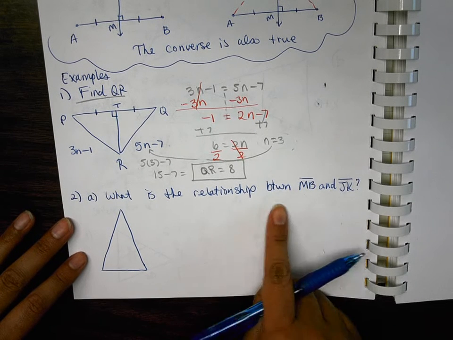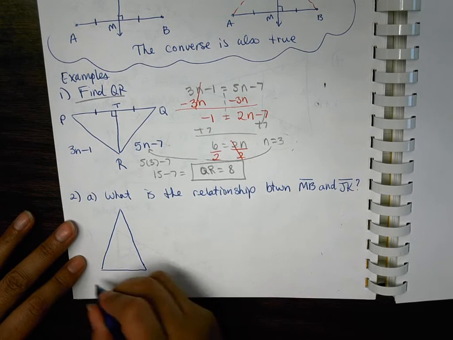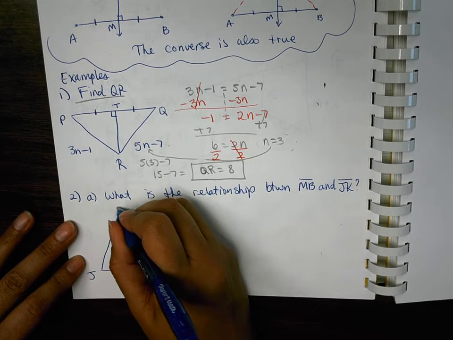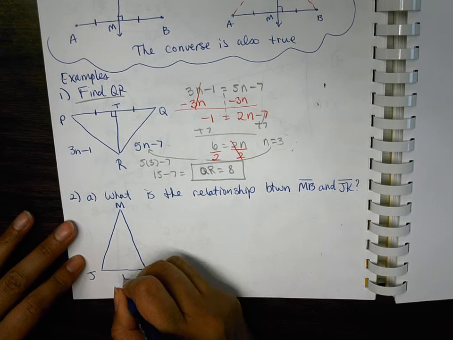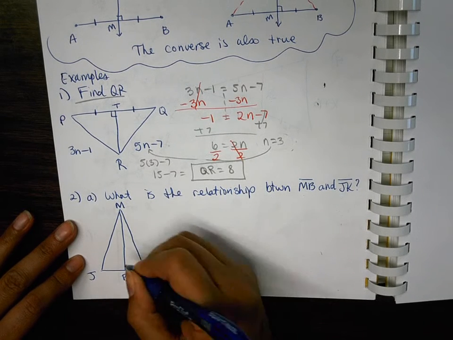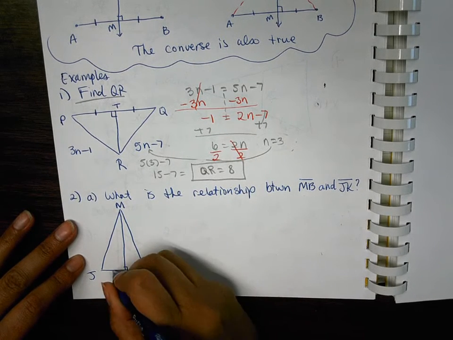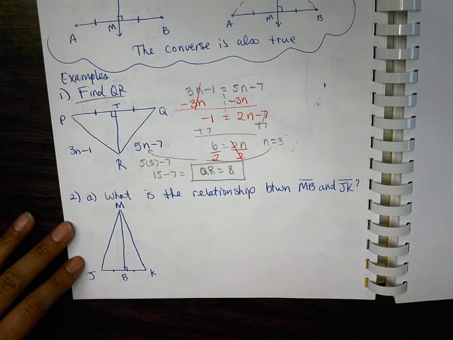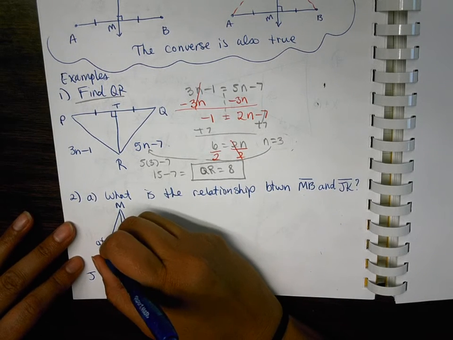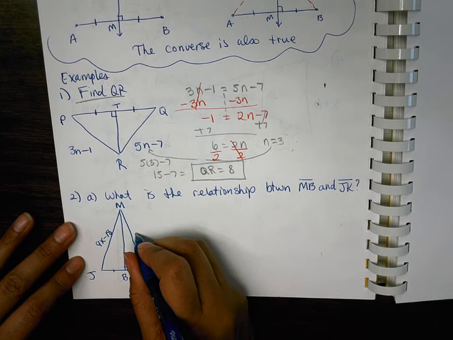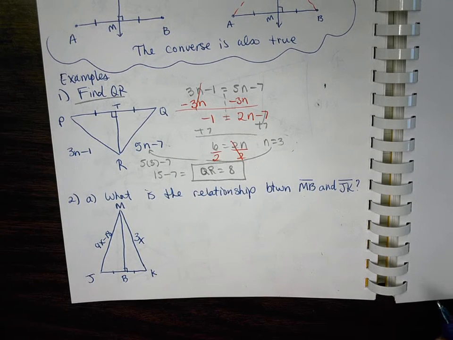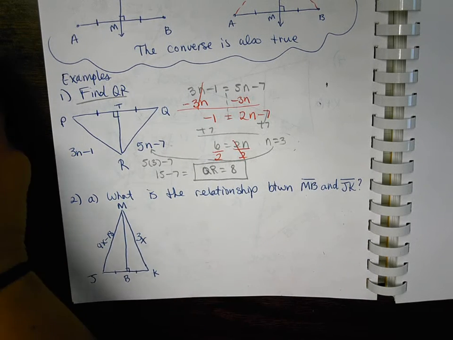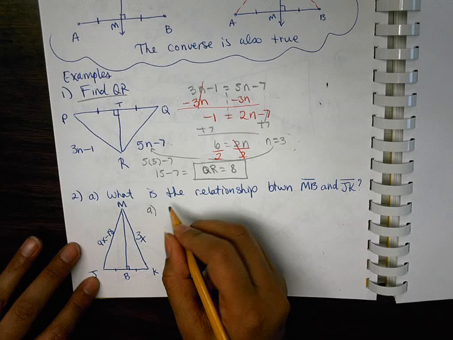What is the relationship between MB and JK? J, M, JK, B, put this in here. Okay, and I'm giving you 9x minus 18 and 3x. Okay, now here is what I want you to write down as your answer. And I'm not going to finish, you're going to fill in the blanks.